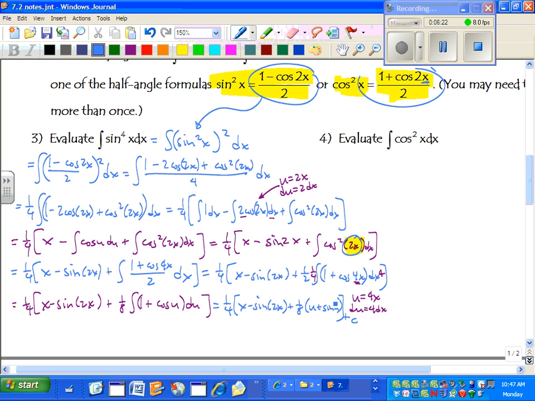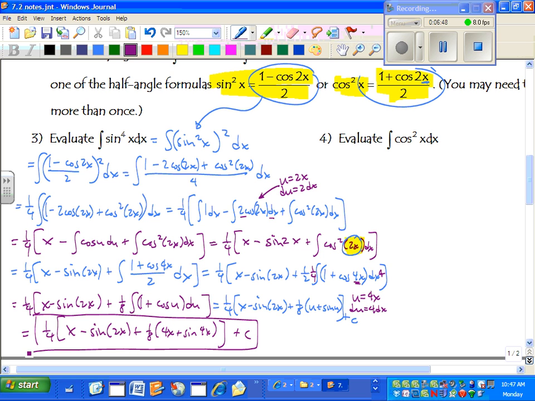Now, last thing we need to do is go ahead and substitute that 4x back in for u. So our final answer here, 1/4 times x minus sine of 2x plus 1/8 times 4x plus sine of 4x plus c. So we could distribute those fractions, but this is just fine how it is.